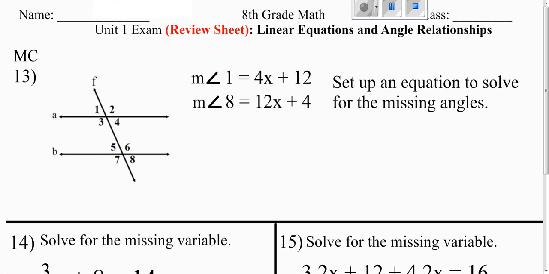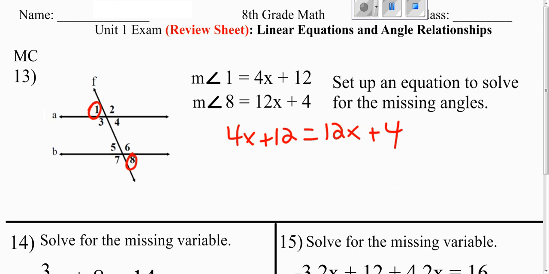Okay, the measure of angle 1 is 4x plus 12. The measure of angle 8 is 12x plus 4. I can see that they are alternate exterior angles. That means that they are equal. So I take these two expressions and set them equal to each other. That's the equation to solve for the missing angles.